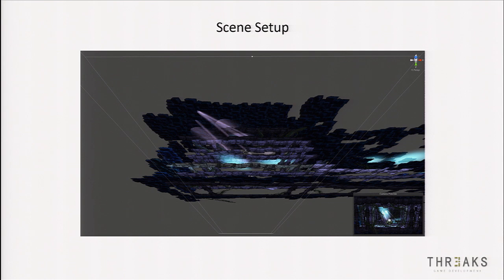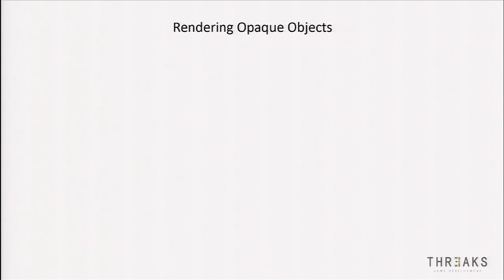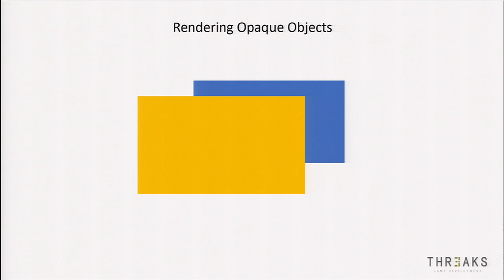So we see we have a lot of overlapping stuff, and to really understand what's going on when rendering a scene like that, we have to understand how they get rendered. When we render opaque objects like these two, the yellow one in the front gets rendered first, and the other one in the back gets rendered second. So opaque rendering is from nearest to screen to farthest away.